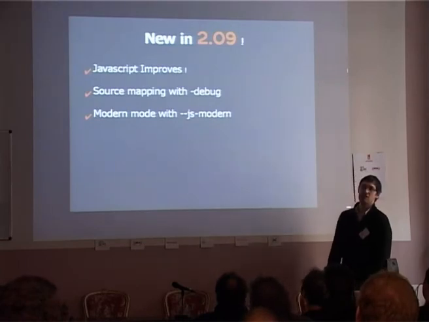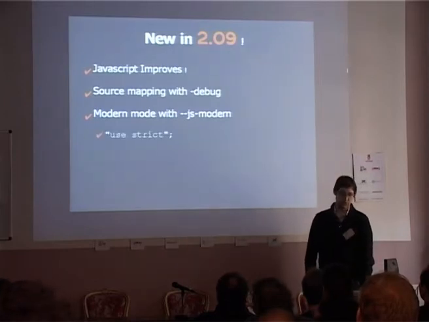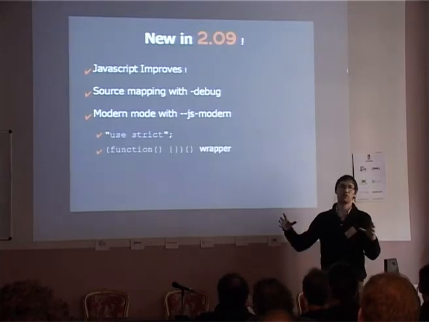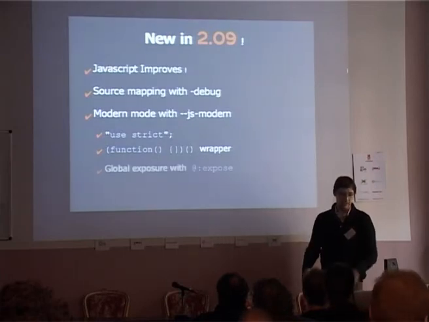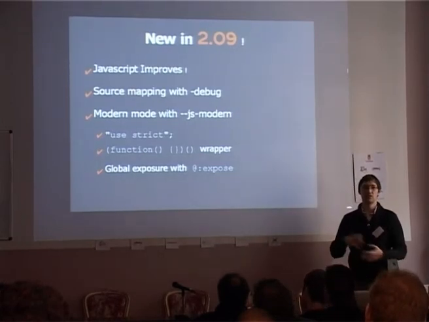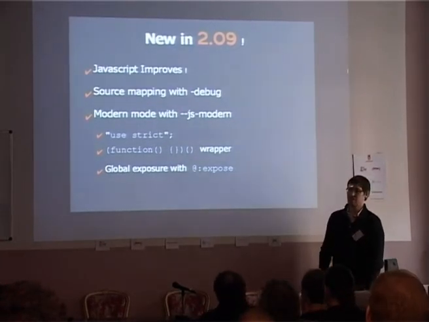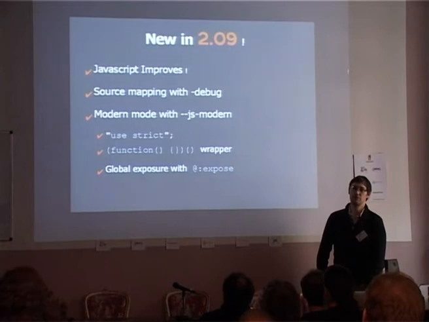We have a modern mode with js-modern. We are thinking about making that the default for Haxe 3.0. What js-modern does is use strict, which guarantees there is no sloppy behavior going on. It's a really strict mode for JavaScript. It wraps all the JavaScript code into a function wrapper that guarantees there are no globals that are not defined. And you can still expose your class to the global context with @:expose. So this is a really modern way of doing JavaScript. We were asked a lot about this. So it's available with js-modern, and maybe later it could be the default in 3.0.